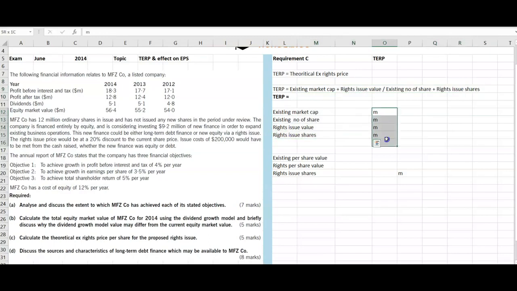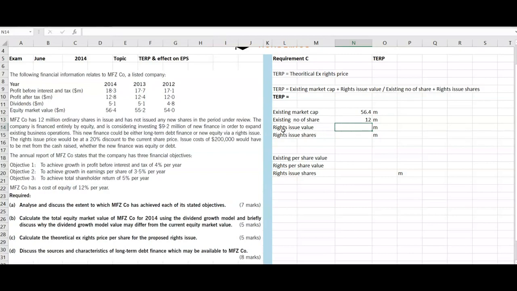We'll find them in terms of millions, and to find this we might have some working notes, so we'll do it here. We'll start with each and every number. First we'll find the existing market cap of equity shares. That comes to 56.4, so we'll take that. The next number we want is the existing number of shares. That is also given, as 12 million shares, so we can directly take it.